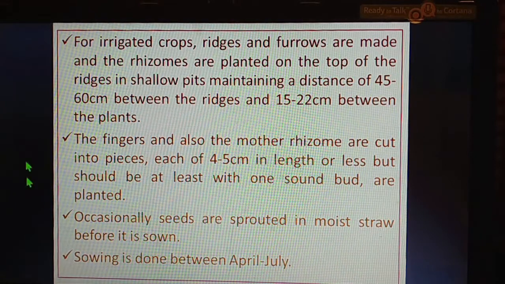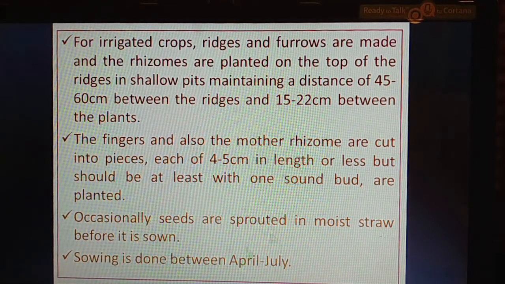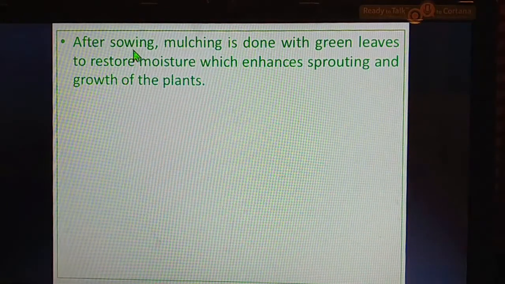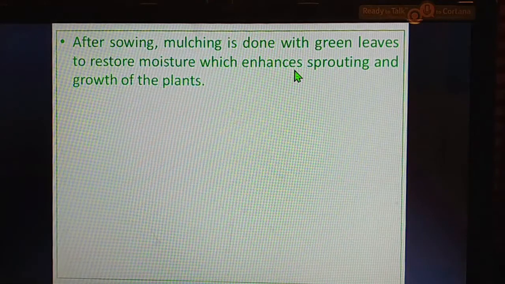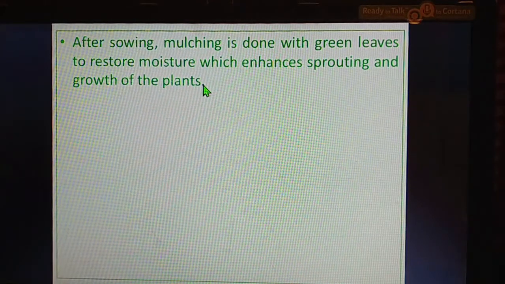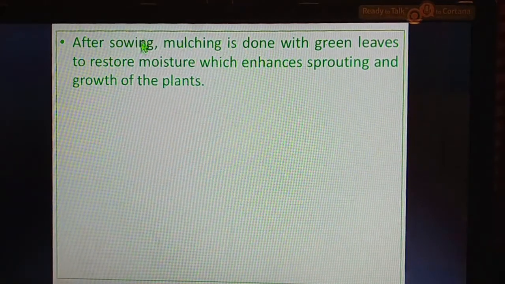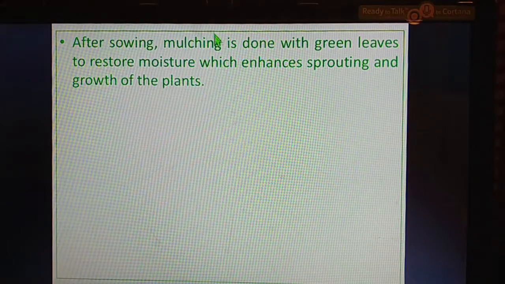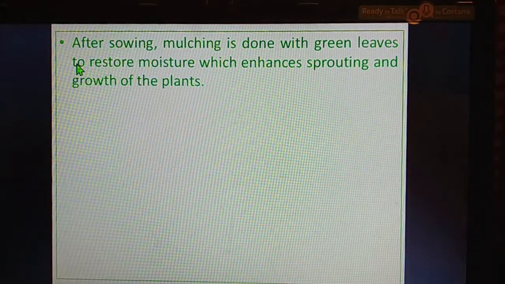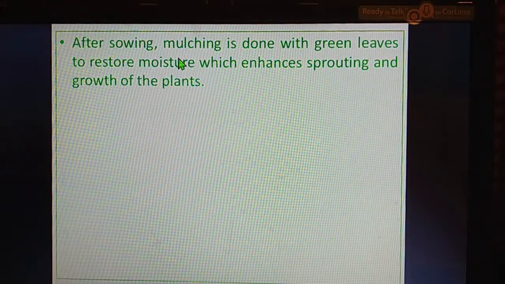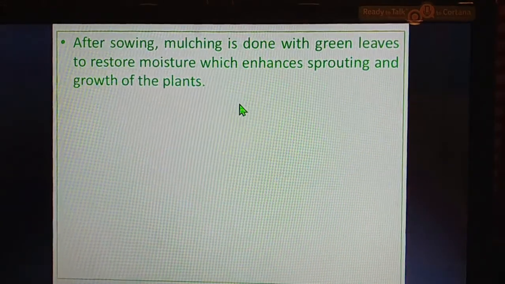And sowing is usually done in between the month of April and July. Now after sowing, mulching is done with green leaves to restore the moisture, which enhances sprouting and growth of the plants, okay. That means after sowing they are covered with green leaves, in order to restore the moisture, to prevent evaporation.